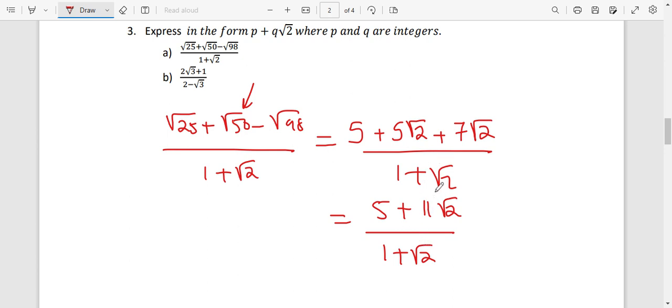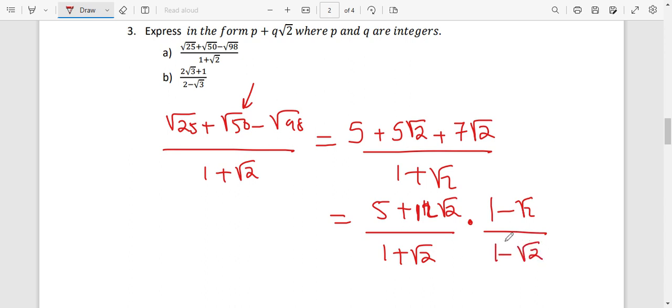Is that even 11 or 12? 7 plus 5. That's supposed to be a 12. And then from here you can go on and rationalize the denominator. Multiply the top by 1 minus root 2, also the bottom by 1 minus root 2.